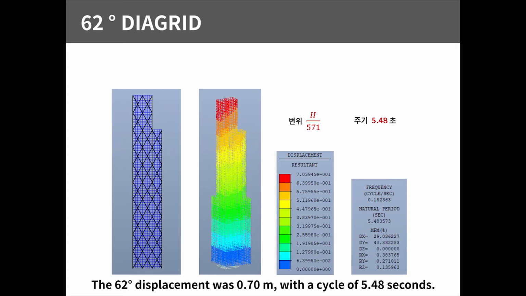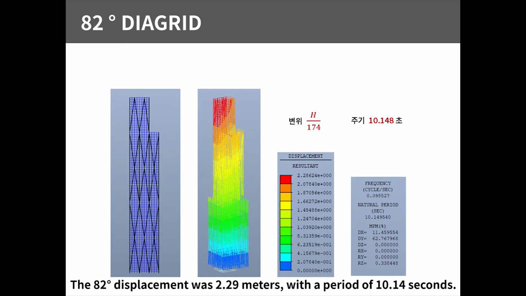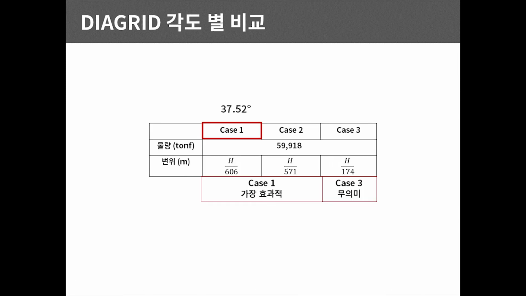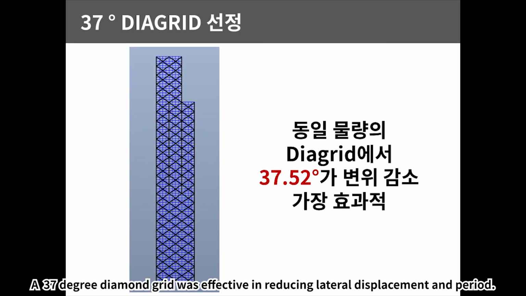The 62 degrees displacement was 0.70 m, with a period of 5.48 seconds. The 82 degrees displacement was 2.29 meters, with a period of 10.14 seconds. The 82 degrees model has significantly lower structural performance than the base model. A 37-degree diamond grid was effective in reducing lateral displacement and period.